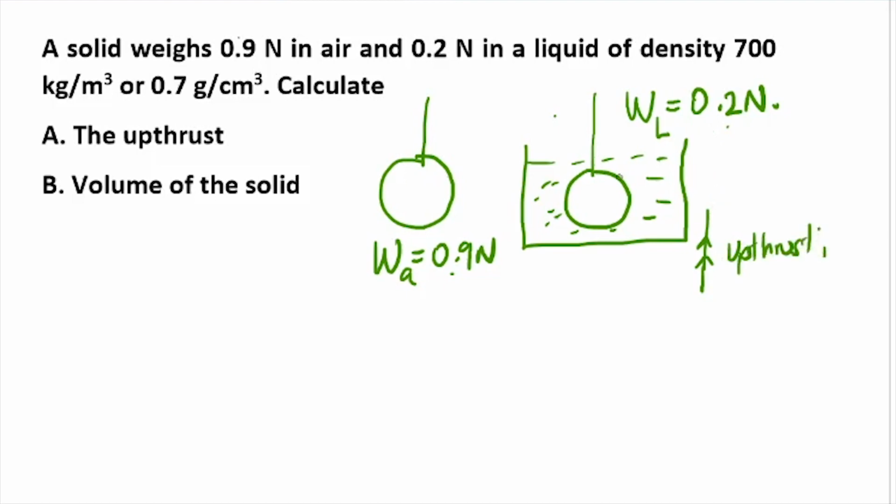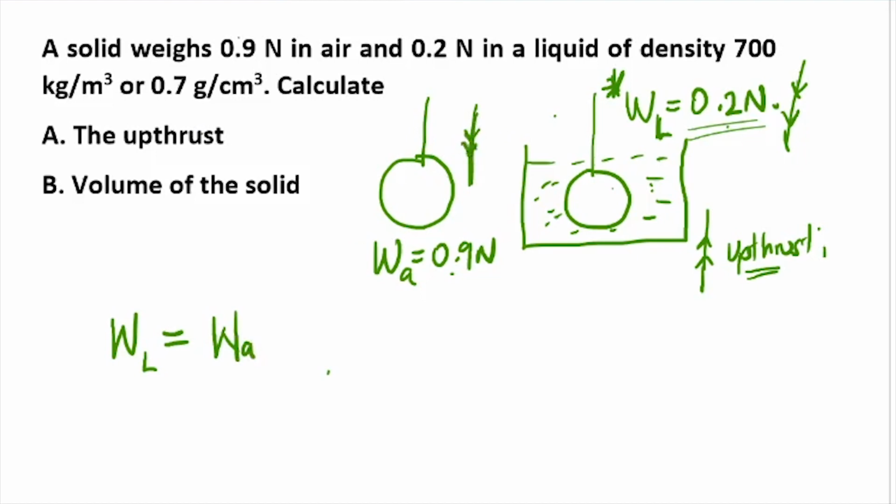Upthrust is an upward force. The downward force here is the weight of the solid in air, and of course this is the apparent weight in the liquid. This is the weight when the thing is in the liquid. For us to have gotten the apparent weight in the liquid, it was the weight when the thing was in air, which is the downward force, minus the opposing force, the one that is responsible for this to reduce. So it's the weight in air minus the upthrust force.